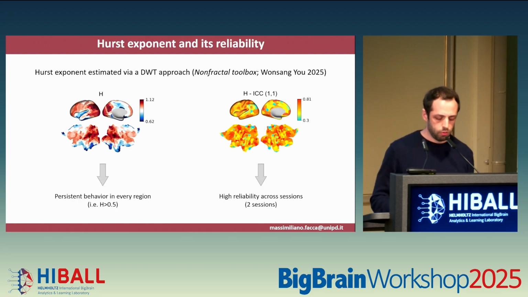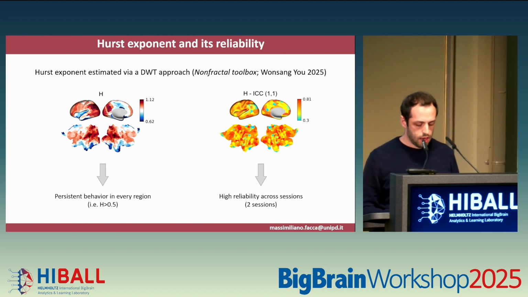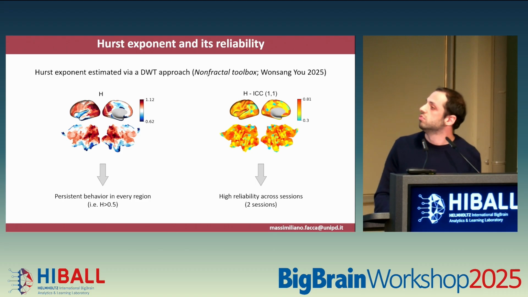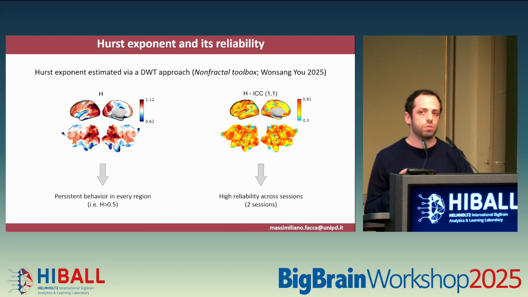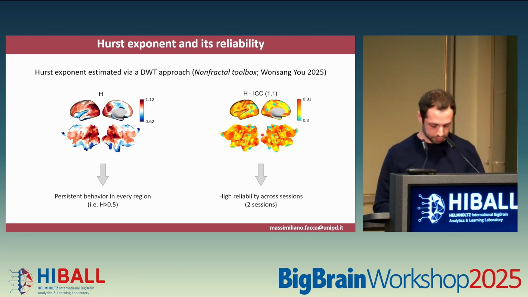Now, we used a popular wavelet-based estimator for the Hurst exponent, which is very popular nowadays. And we also measured how reliable it was across different sessions, since we had access to two sessions of resting state fMRI with opposite phase encoding. And we found that it's pretty reliable, as you can see from the second plot here.